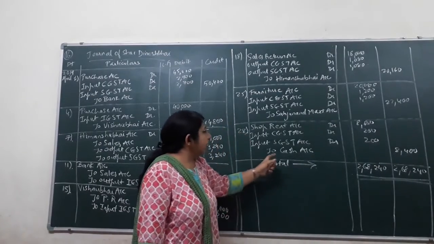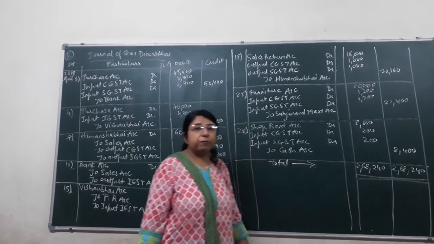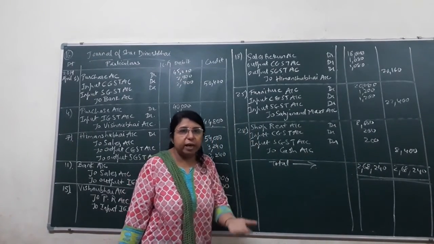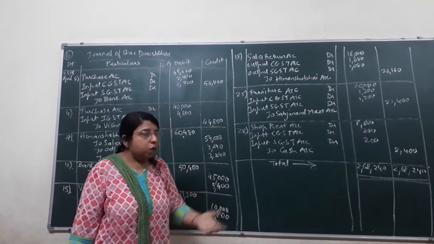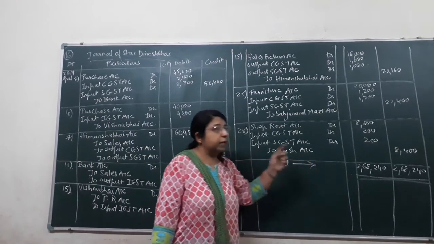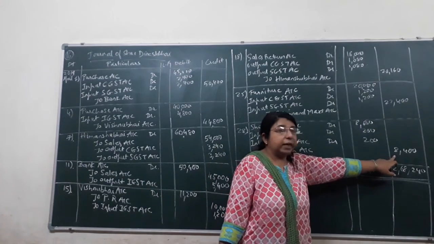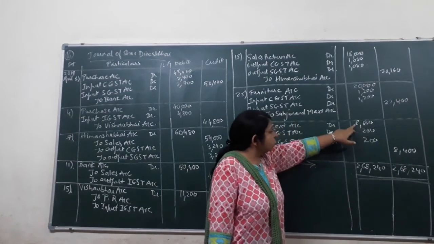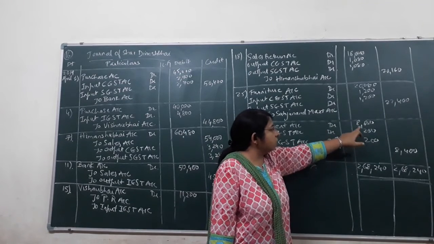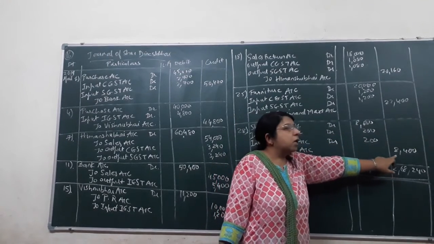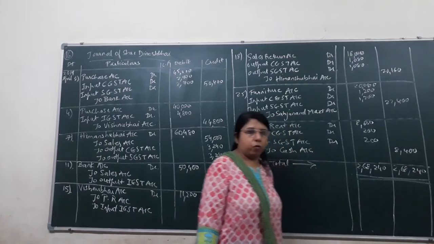To cash account credit, because the shop rent that we have paid is in cash. So that much amount of cash goes out from the firm, so cash account is credited as per the rule of real account. So to cash account credit, that is 8,400, the total of these three values, 8,000 plus 200 plus 200, which comes to 8,400.